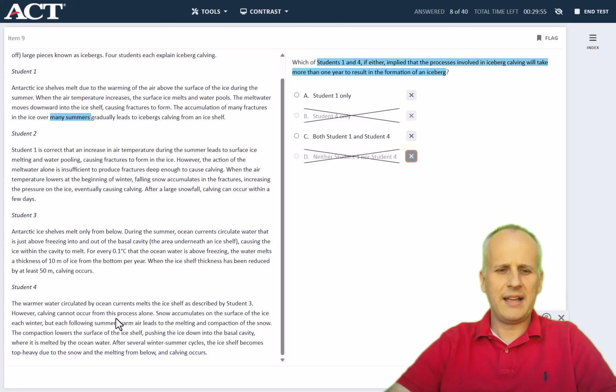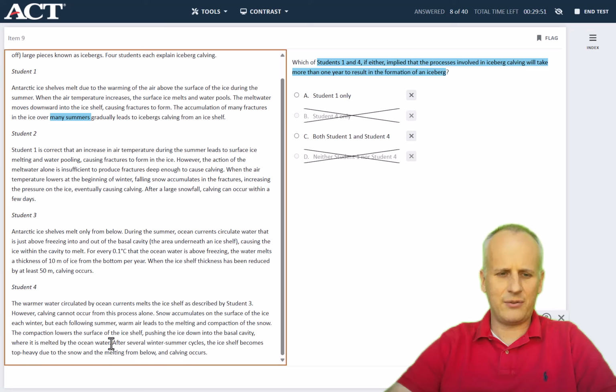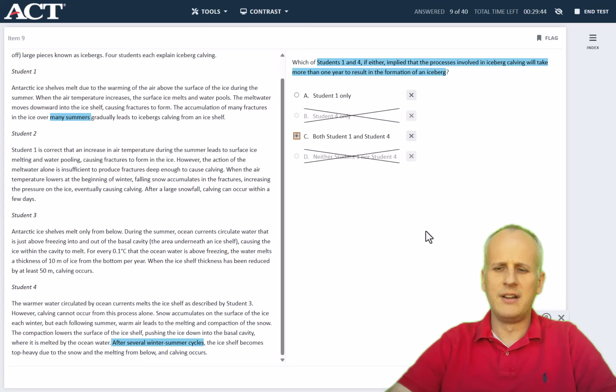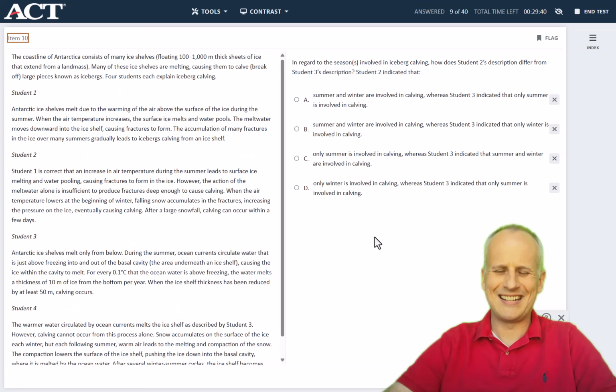Then we move to student 4 and focus on whether or not that student believes it's going to take more than 1 year, and if we skim through, we can discover that this student only references after several winter-summer cycles, so this student as well is going to believe that it's going to take more than 1 year, so we can select as our correct answer at this point, choice C. Moving on to the next question.